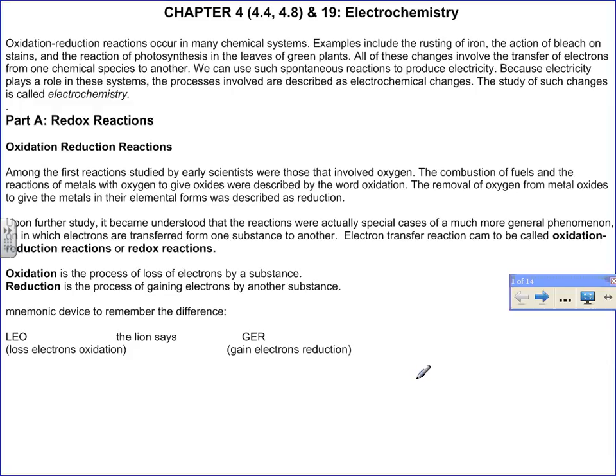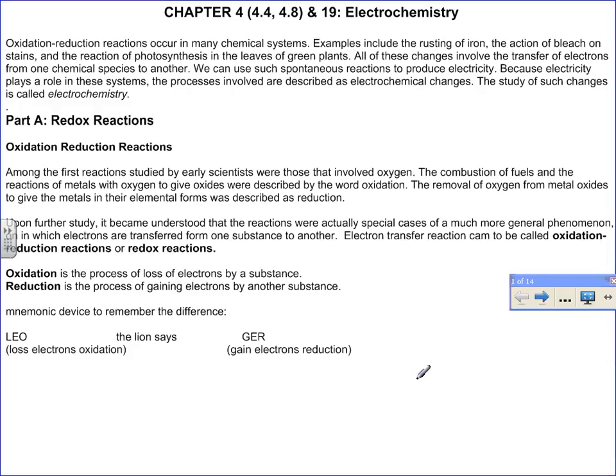And there are lots of common examples such as the rusting of iron, the action of bleach on stains, and photosynthesis that are oxidation-reduction reactions and involve the transfer of electrons from one species to another.